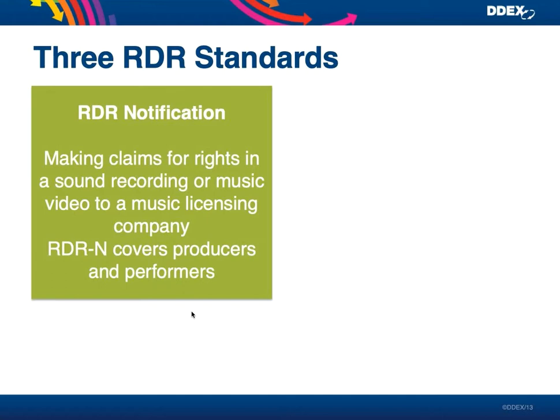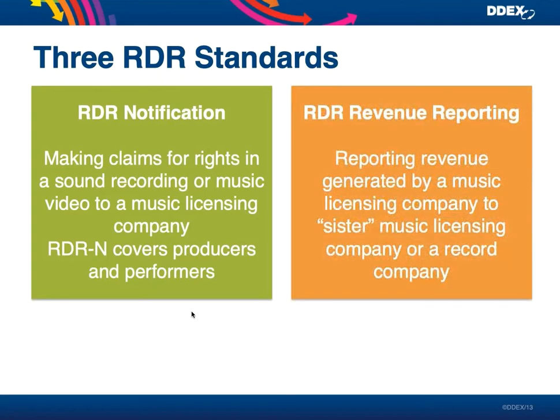Once those claims have been made and have been distributed all over the world, you will need to get some information about the monies that have been generated, that have been collected, back to the rights holders. And that's where the RADAR revenue reporting, or RDR-R, comes into play. So that's for reporting revenue that has been generated by a music licensing company to either the sister music licensing company that has actually provided them with a claim, or to a record company under the same circumstances. And again, it allows producers as well as performer revenues to be reported.